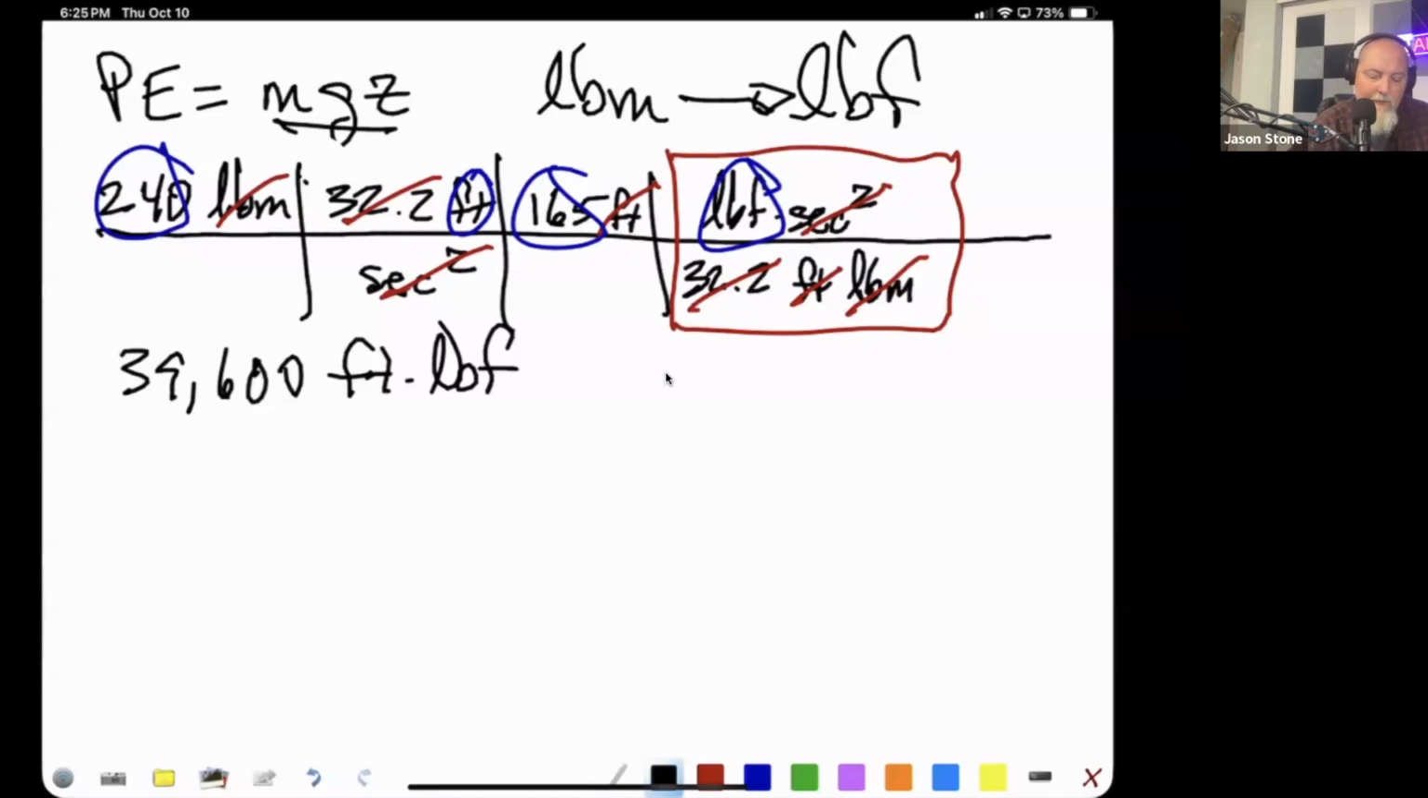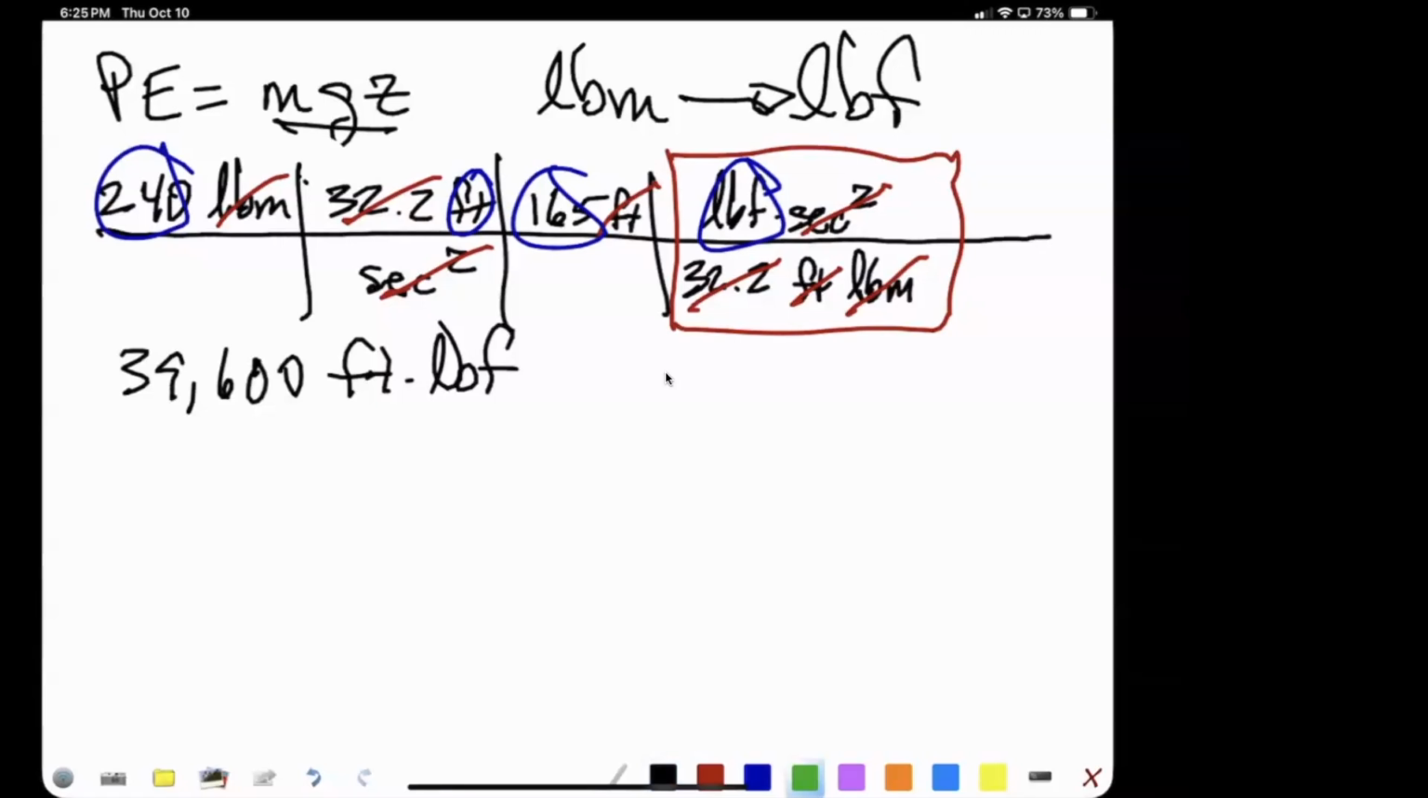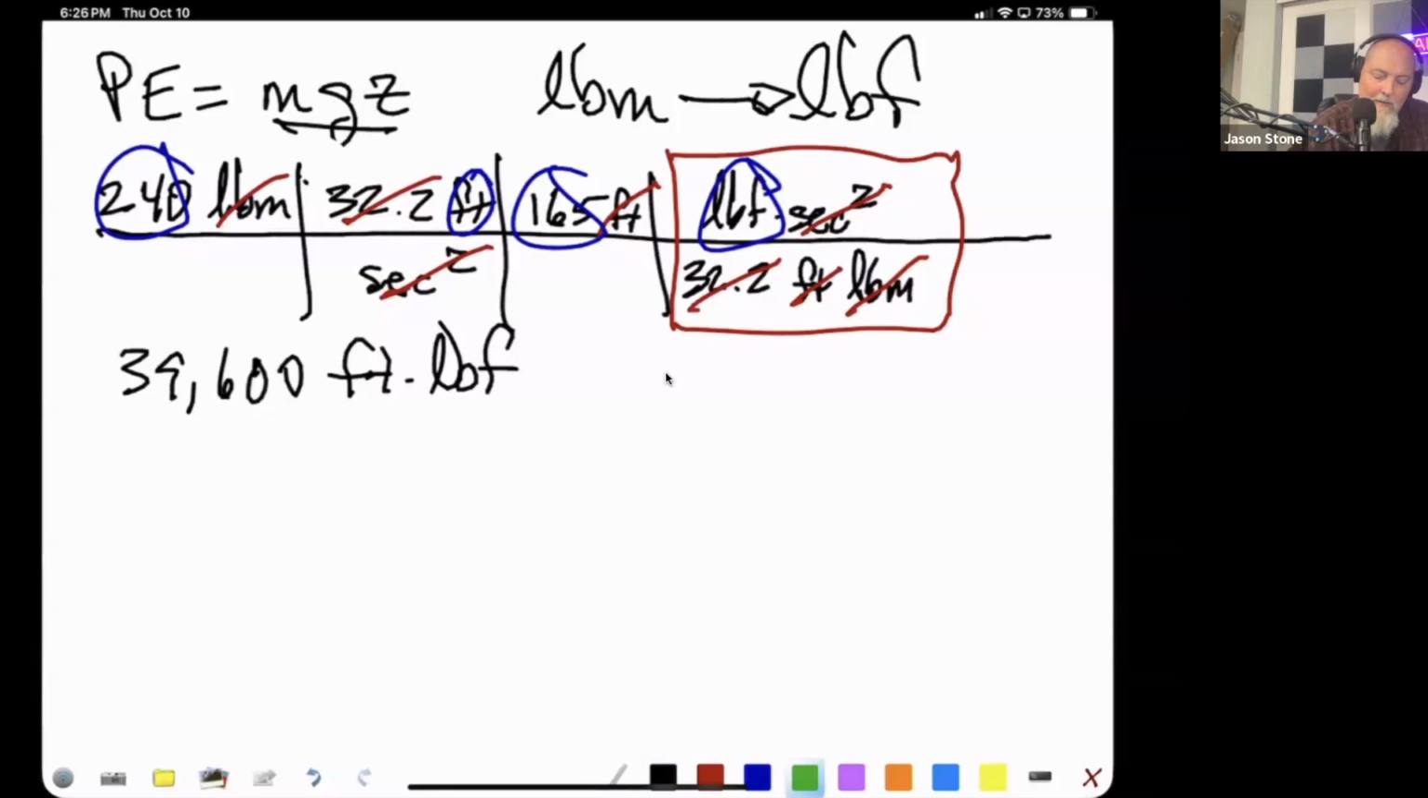And then you just have to have the rest of your data. You have to have your gravitational acceleration. So you have to have all these pieces for this to work. You can't just take 240 pounds mass times the pounds force second squared, 32.2 feet per pounds mass. You also have to have the M and the G and the height. So all three of these things have to be in play for this to work out. But it does end up with the right foot pounds force.